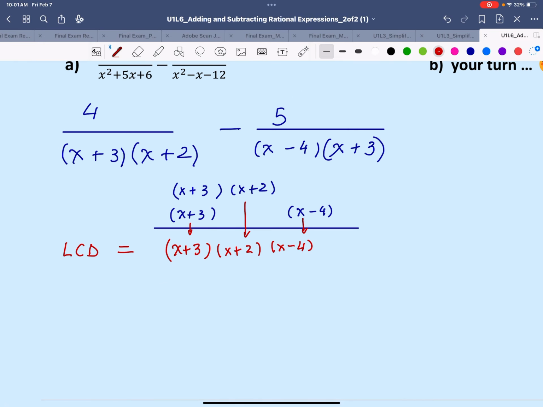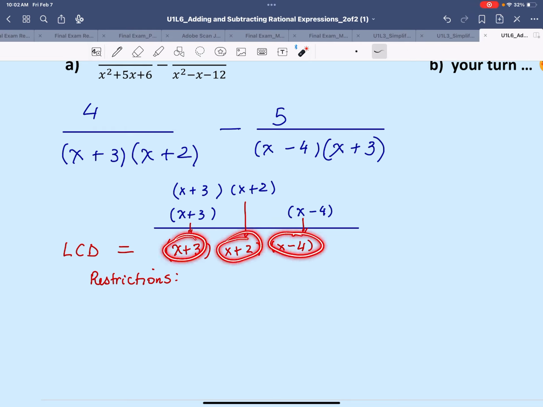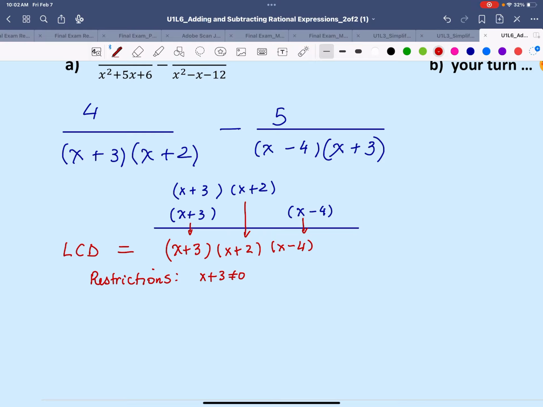And while we're at it, we're going to state the restrictions. Remember that the restrictions are that no factor in the denominator can equal 0, because then the product of the three factors will be entirely equal to 0, which makes the expression undefined. So we're going to say that x plus 3 is different than 0, x plus 2 has to be different than 0, and x minus 4 also has to be different than 0. So x is different than negative 3, different than negative 2, and different than 4.